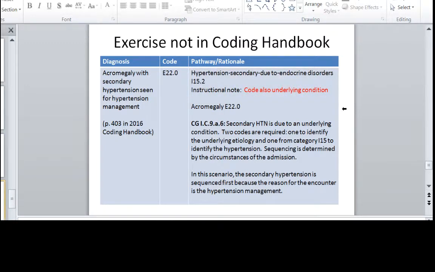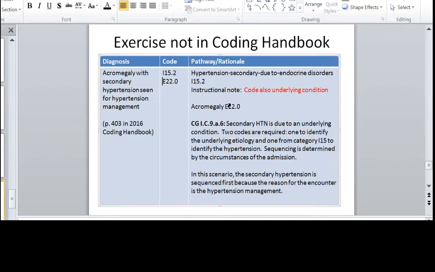And there is a coding guideline that relates specifically to secondary hypertension. And you see that the sequencing is determined by the circumstances of the admission. And this documentation tells us that the circumstances of the admission was the hypertension management. So that would be your first code. So this would be I-15.2 as your first code, and then the acromegaly as your second code.